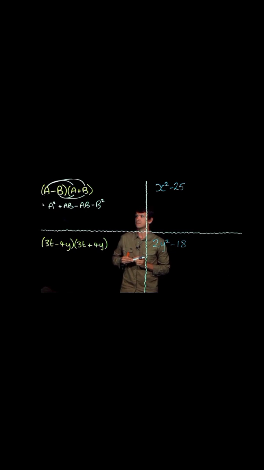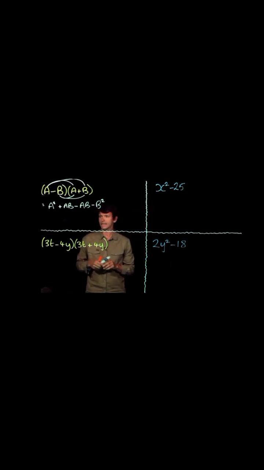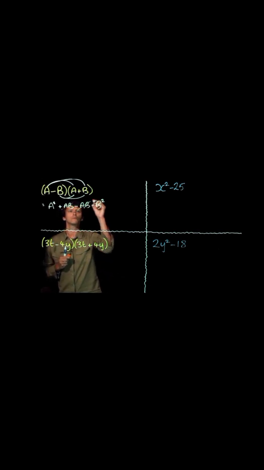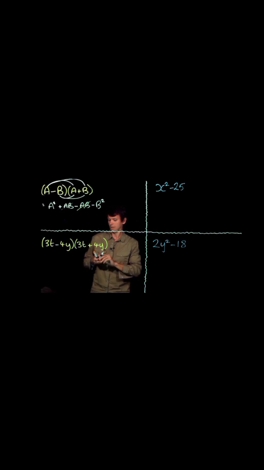So there we go, I've expanded that. I'm just going to tidy it up a little bit here. If we notice in the middle, we've got plus ab minus ab. Of course, those are just going to cancel each other out, so we can strike those ones out. What we're left with when we tidy up is a squared minus b squared.